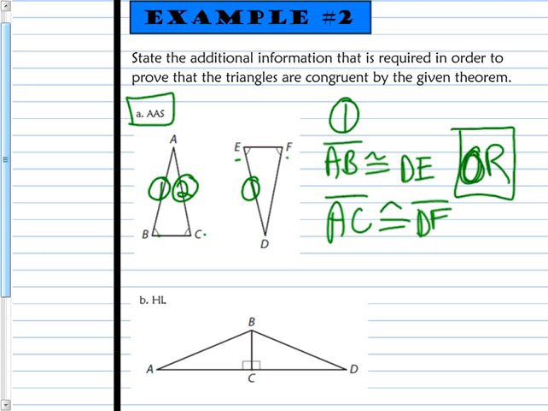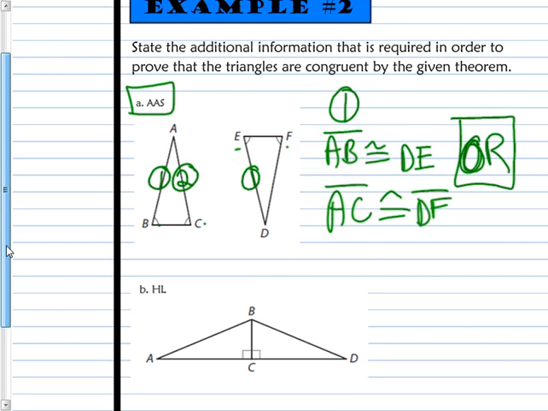On the quiz, if I were to ask you to give me something that would prove them congruent, I only need one of those pieces, but I wanted to show you that you could provide either one, and either one would be correct, because either one is a non-included side. Okay, let's look down at letter B.